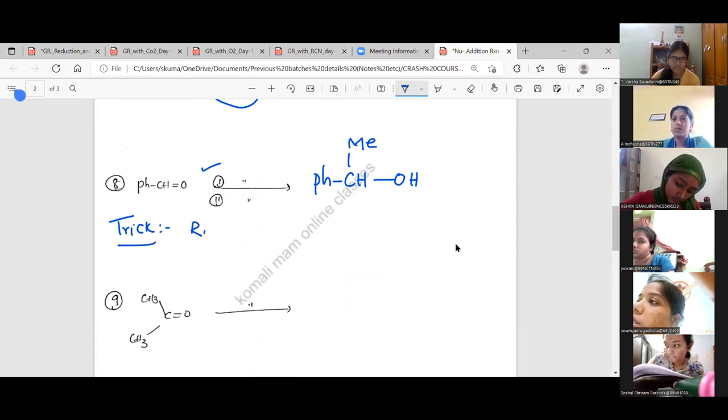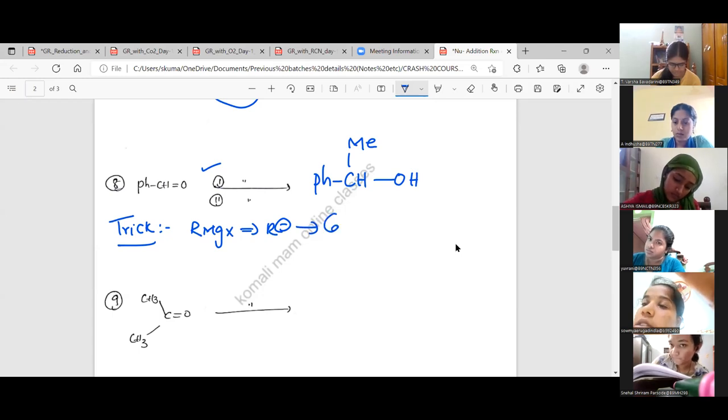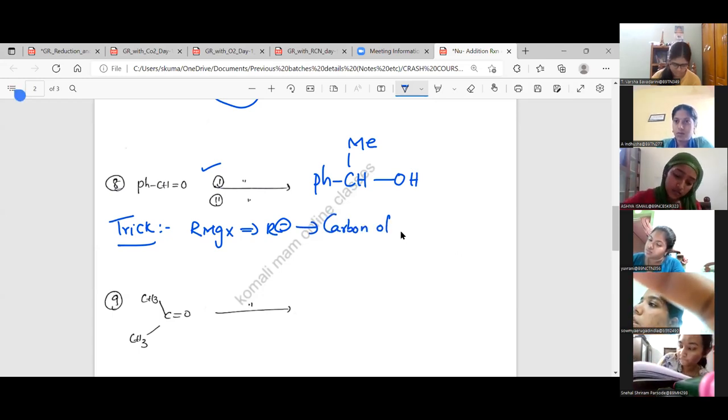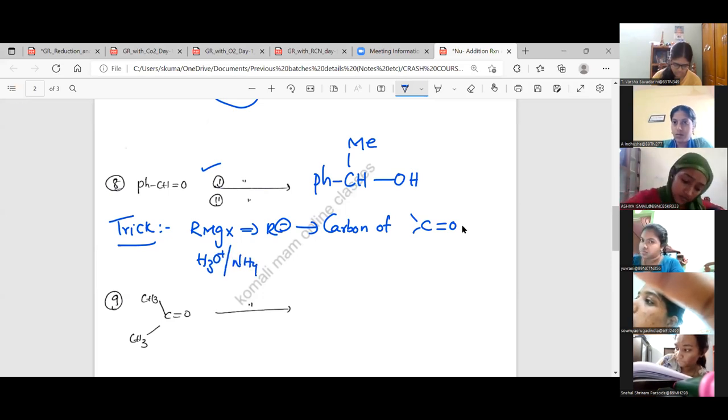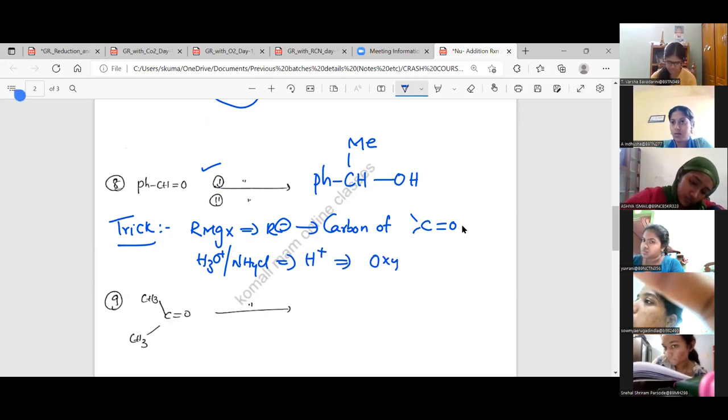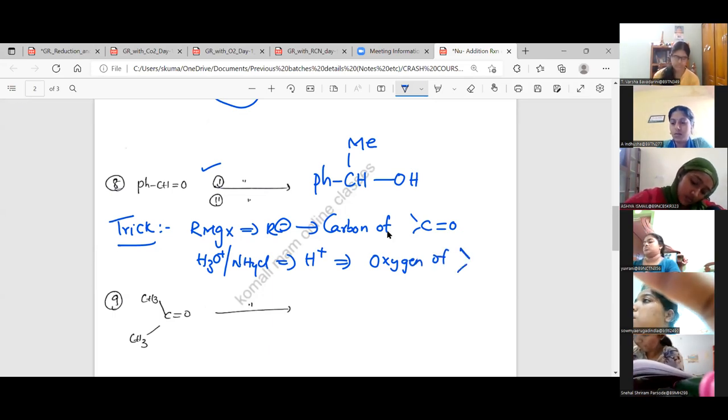The Grignard reagent RMgX is there, no? That R group comes and attacks where? Carbon, of which one? The C double bond O group. That H3O plus or ammonium chloride, what will it give? H plus. Where does it go and donate? Oxygen of the carbonyl group.